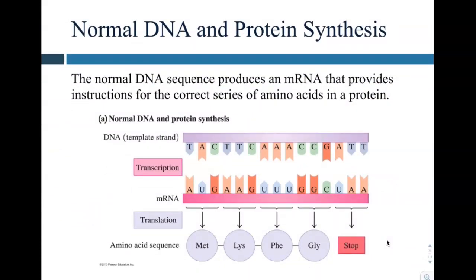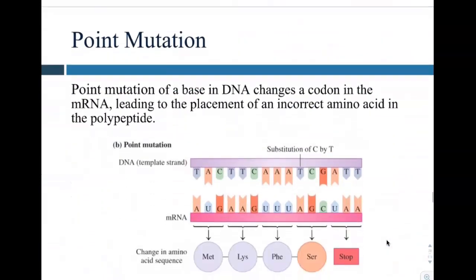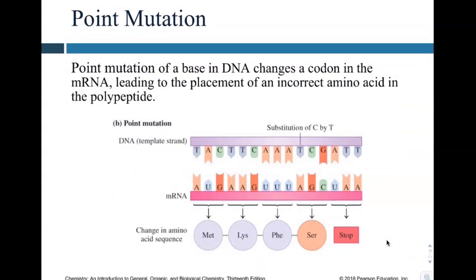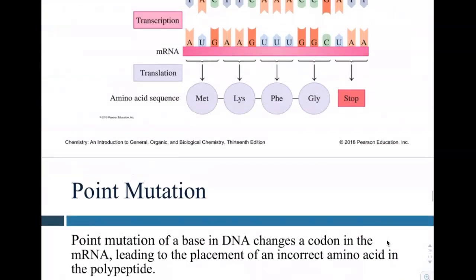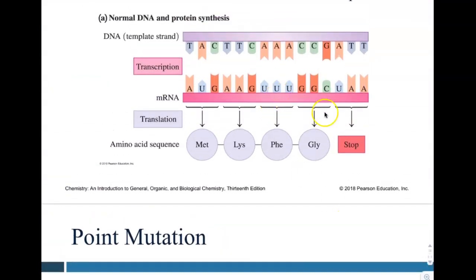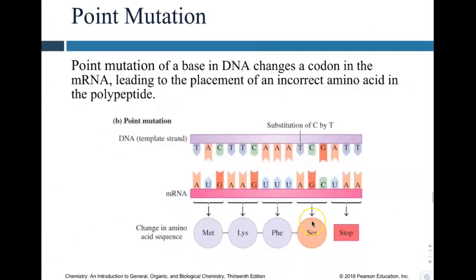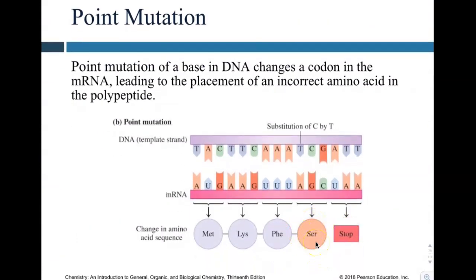So normal DNA sequence is producing that mRNA, right, which then gets translated into an amino acid sequence, which then goes forward and bends and twists into a protein. If you have a point mutation, if we change C to a T, then we change glycine. So glycine was here. We're changing this C right here to serine. And that's the wrong amino acid in that chain. So it's going to mess up that protein. Right? That's a point mutation.